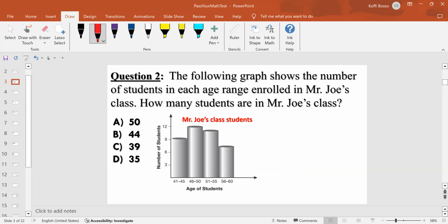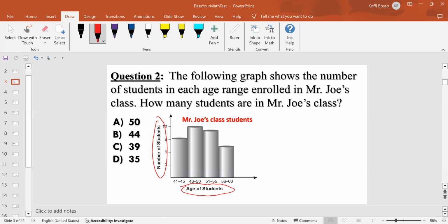Question number 2. This is again a graph. The following graph shows the number of students in each age range enrolled in Mr. Joe's class. How many students are in Mr. Joe's class? Let's first understand this diagram. At the bottom we have the age of students, from 41 to 45, 46 to 50, and so on. On this side, we have the number of students.